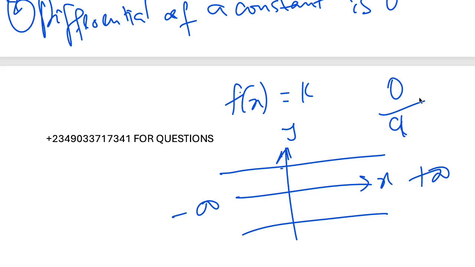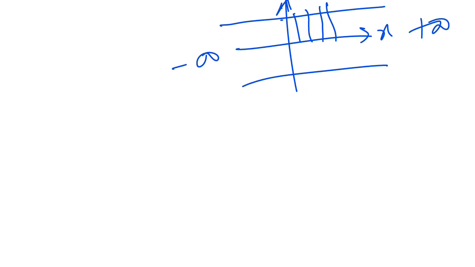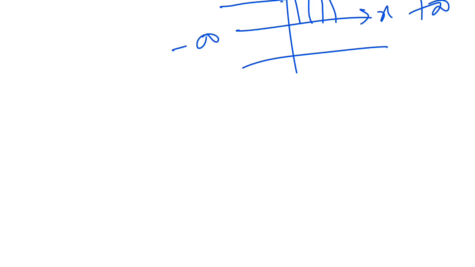0 over any number, let's say a, is what? 0, except 0, right? So as here, it's still receiving the same output. So there's no change in the value of y, irrespective of the fact that the values of x are changing. Do you get it? So that's basically why the differential of the constant is 0. So let's take this question now.